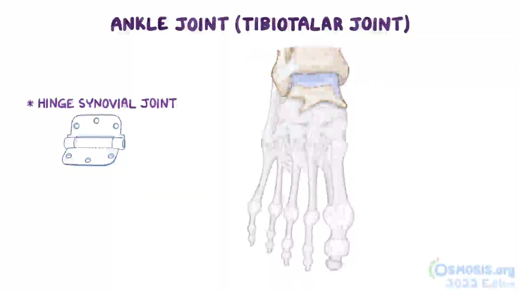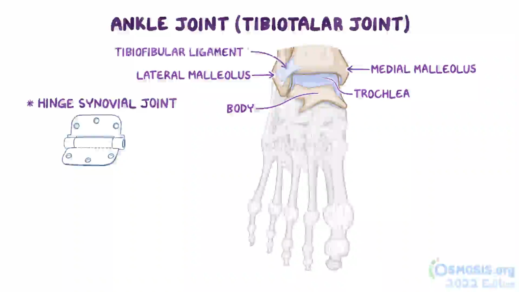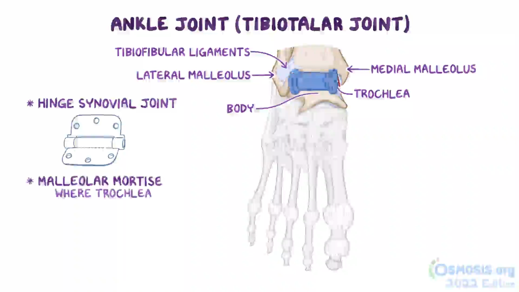The main articular components of this joint are the trochlea and the body of the talus, which articulates medially with the medial malleolus of the tibia and laterally with the lateral malleolus of the fibula. In a nutshell, the tibia and the fibula are bound together by the strong tibiofibular ligaments, and together their respective malleoli form a bracket-shaped socket which is covered in hyaline cartilage. This socket is known as the malleolar mortise and is where the pulley-shaped trochlea of the talus fits.